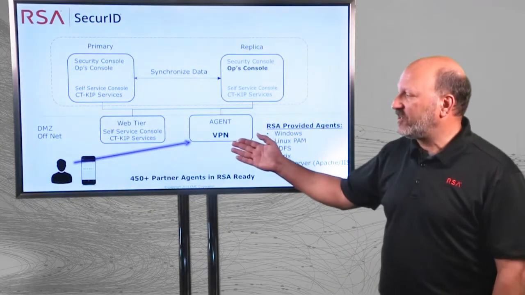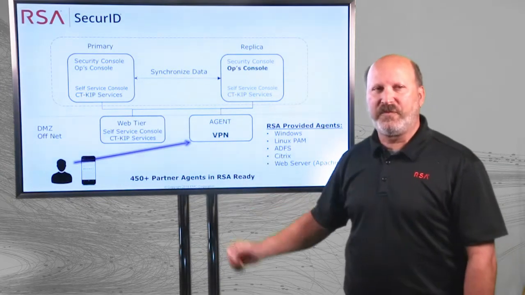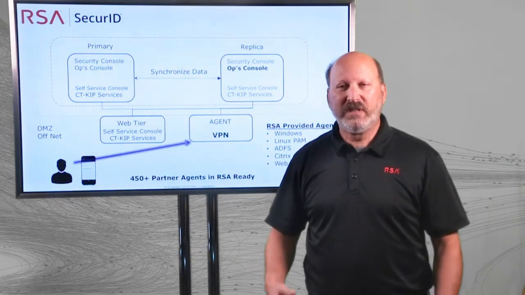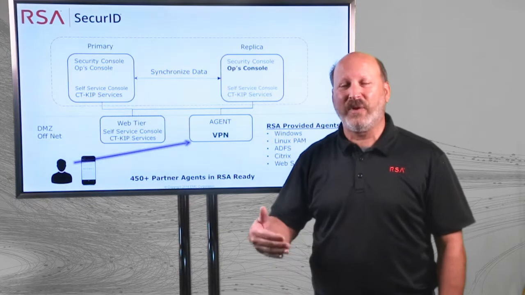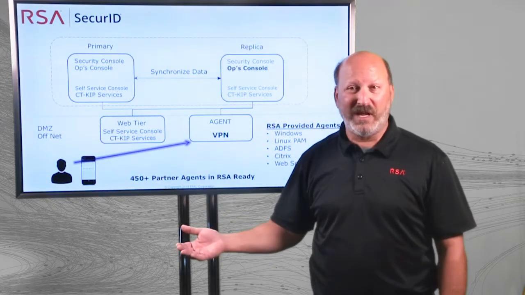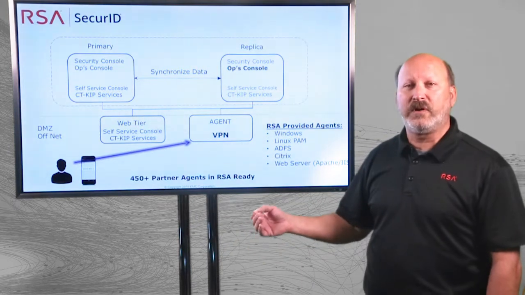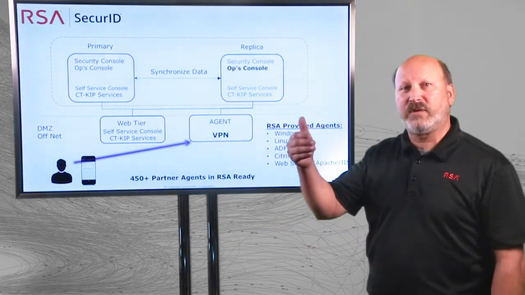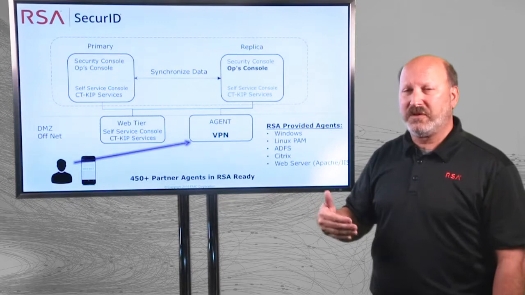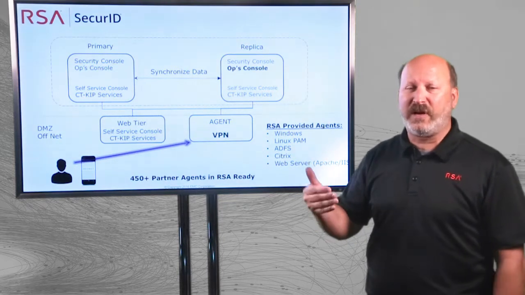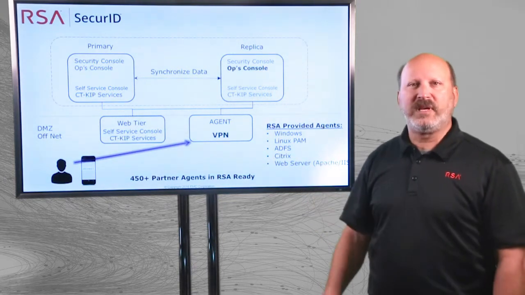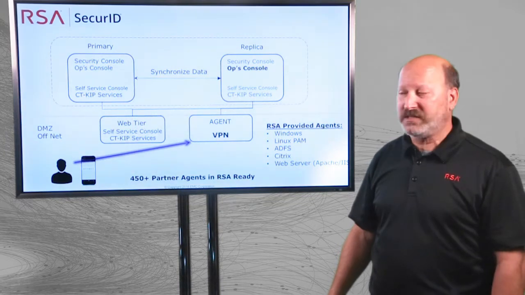So what kind of agents do we support? Well, first off, there are over 450 partners that have pre-integrated into their solution. And I mentioned a few of the names before. If you go to rsaready.com, you'll find that all the integration guides are there, click by click with screenshots on how to integrate it. So things like your Cisco ASA, your Palo Altos, your F5s, you can actually get them up and running in a matter of minutes. It's very simple.